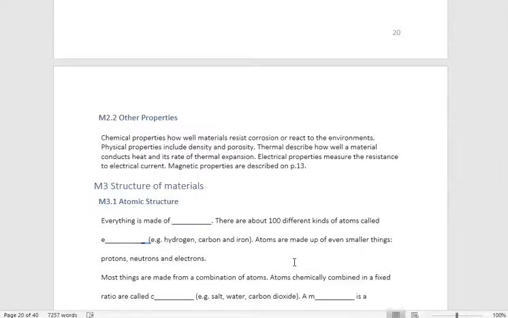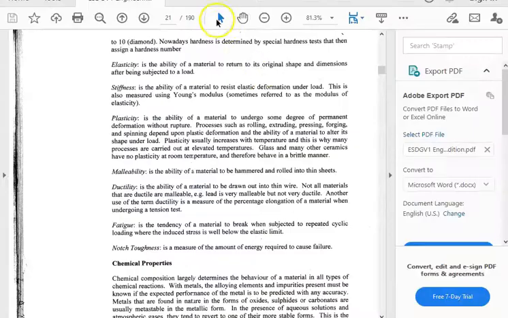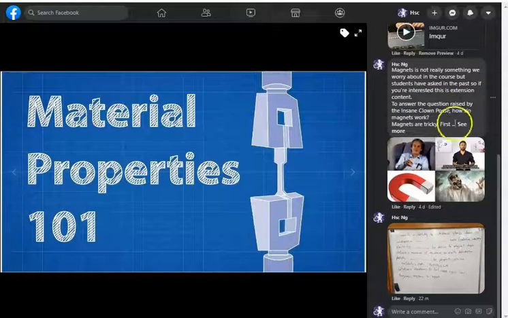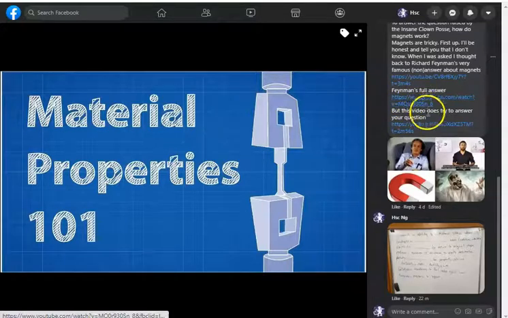So I've left the word measure, or how well materials resist corrosion or react to the environment. The environment or the environments. Yeah, there's some typos. Physical properties include density and porosity. Thermal properties describe how well a material conducts heat and its rate of thermal expansion. Electrical properties measure the resistance or conductivity, but we're going to say the resistance to electrical current. Magnetic properties are described in a fair amount of detail on page 13, and like I said in my notes, I have a fair bit of stuff on magnets. So magnets, pretty tricky. Richard Feynman, who's a pretty famous physics teacher, made a video talking about that.